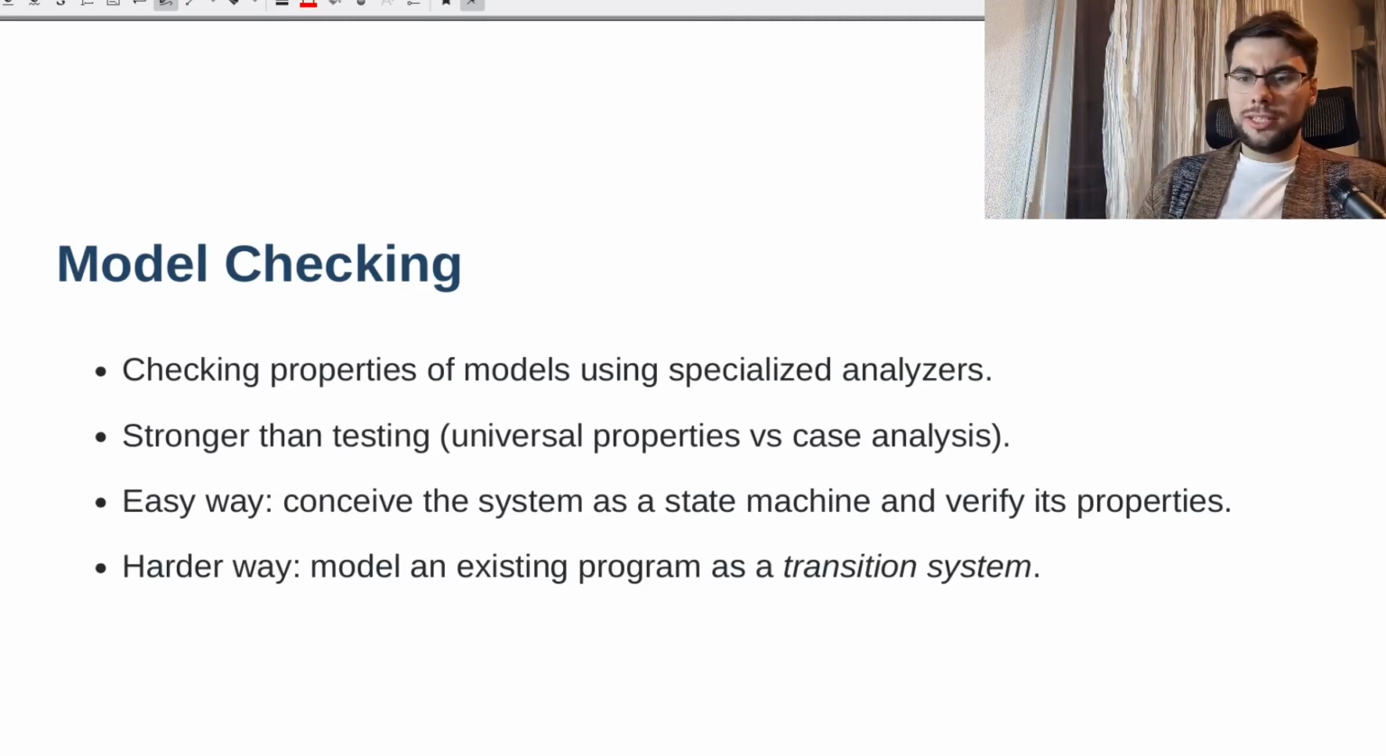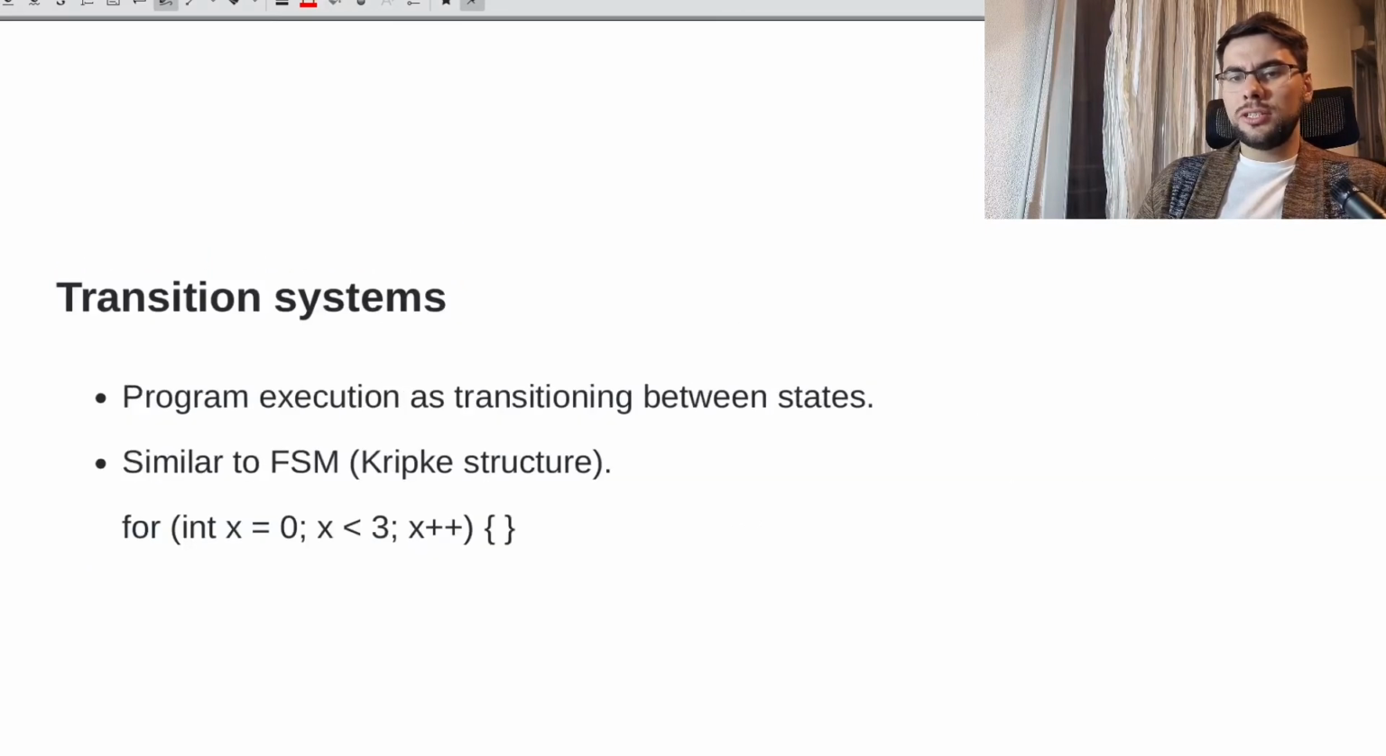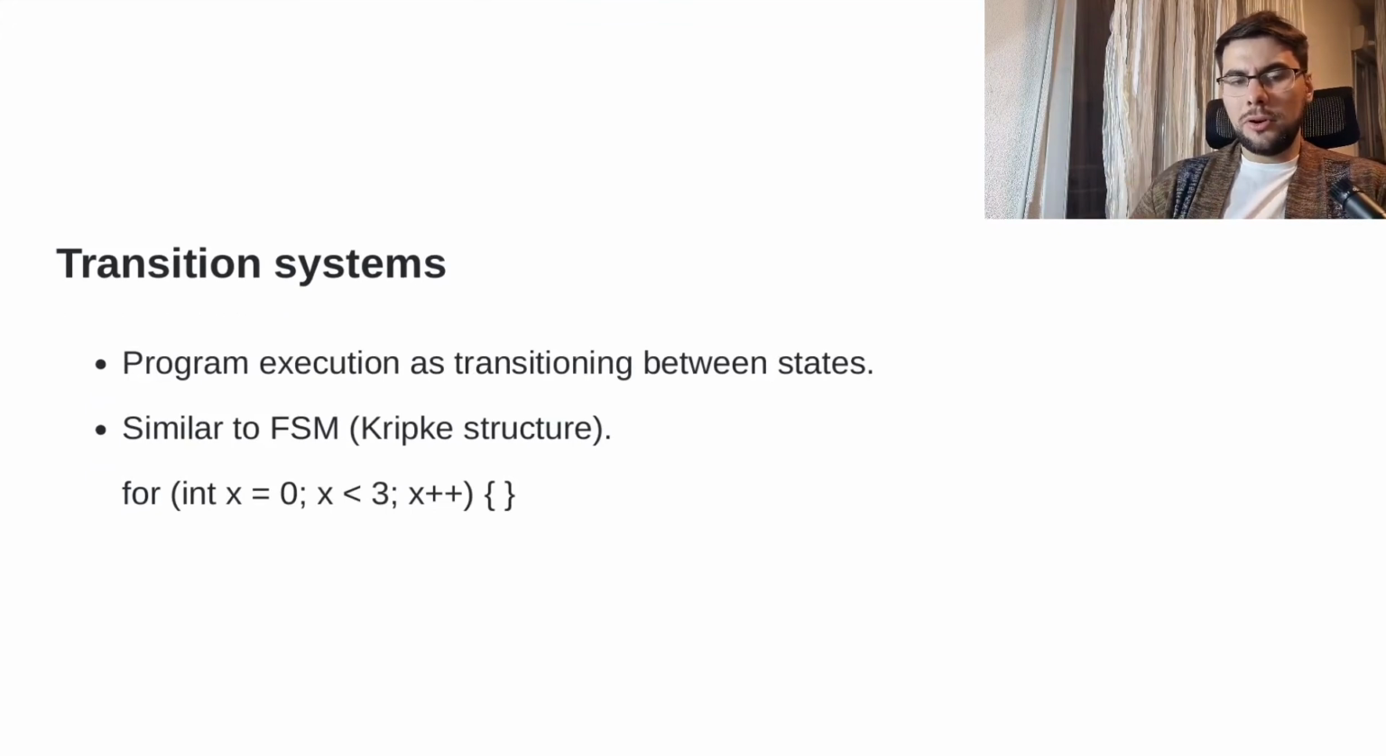What is a transition system, though? A transition system is a looser, more generalized version of state machines. There is no limit to the number of states in a transition system, and the transitions do not need to be guided by external events either. Each state will be an image of the memory state of the program with the values of all variables.